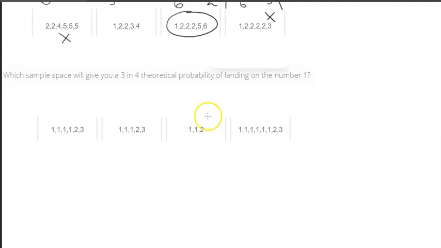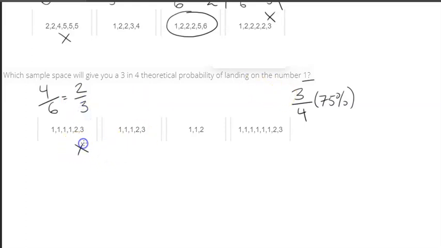The next example: which sample space will give you a 3 in 4 theoretical probability of landing on the number 1? Like the previous example, but it's a 3 in 4 chance, or 75% likelihood of it landing on number 1. So we need the number 1 to appear 3/4 of the time, or 75%. This right here, there are 1, 2, 3, 4 out of 1, 2, 3, 4, 5, 6, which is the same as 2/3. 2/3 is not the same as 3/4, so it can't be the case.